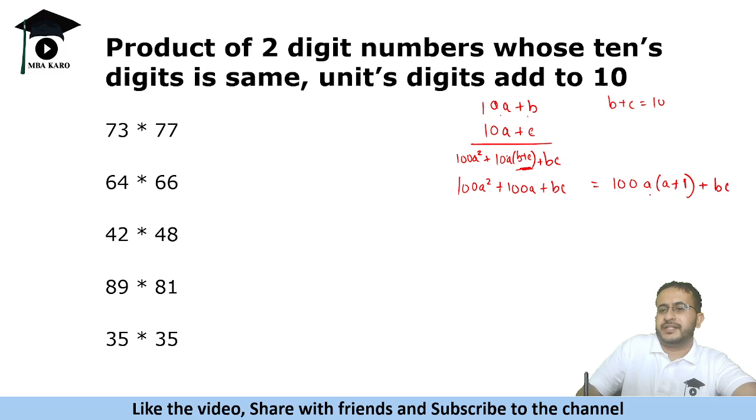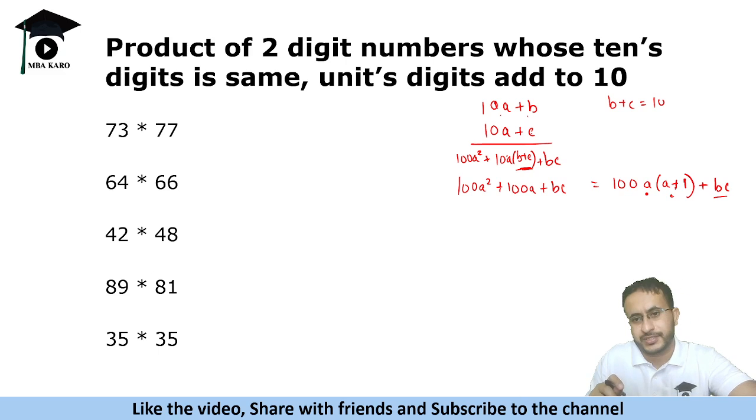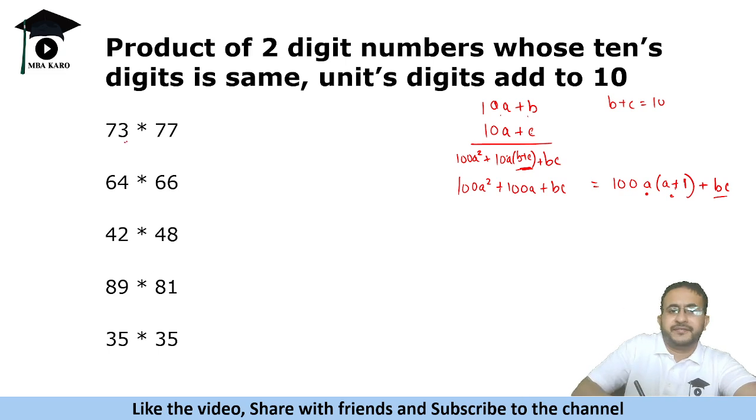So basically the first digit you need to multiply by the digit next to it and take the product of the last two digits. For example, 73 into 77. What is the product of 3 and 7? 21. Write it like this. Now 7 you multiply by 8. 7 into 8 is 56.